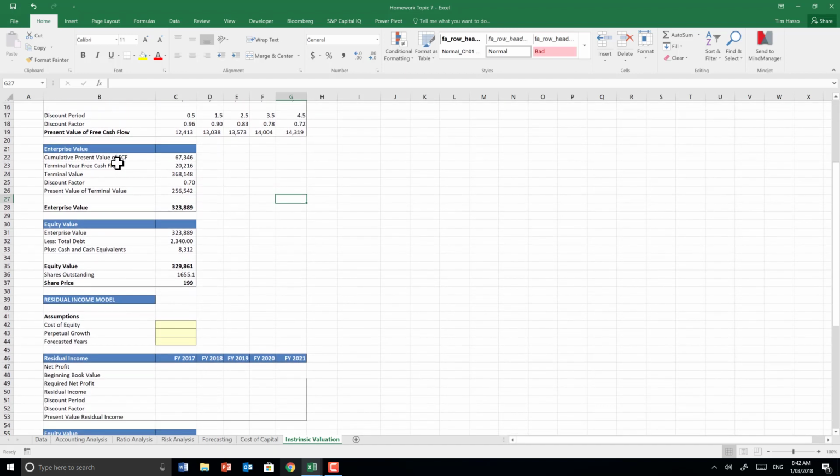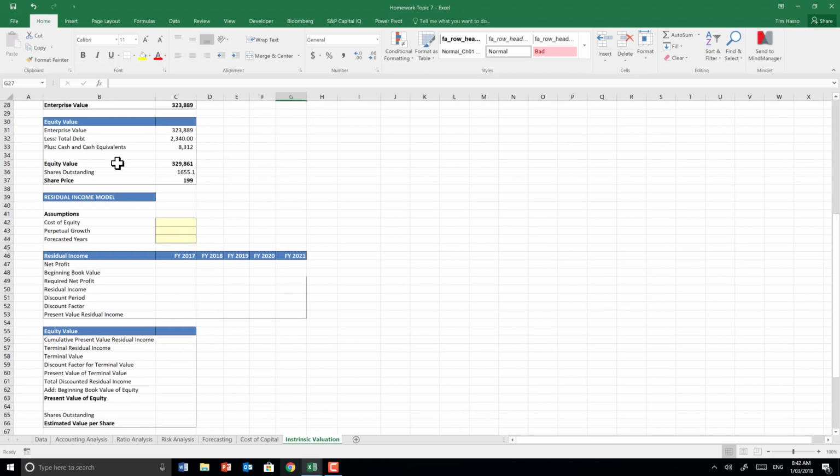So the second model we'll be looking at today is the residual income model. Now, the residual income model works similarly in the sense that you're discounting something, a return that we're getting in the future, but instead of discounting cash flows, we are discounting residual income, which is effectively the economic profit.